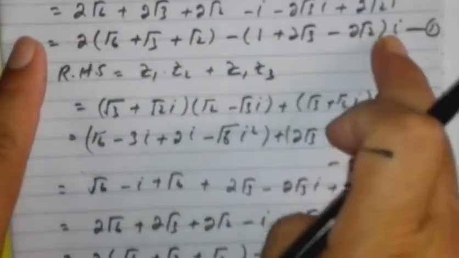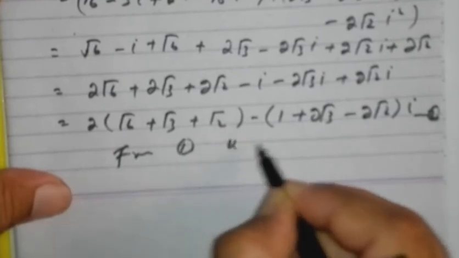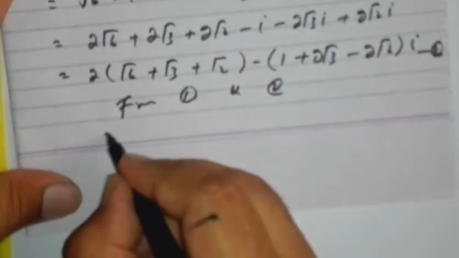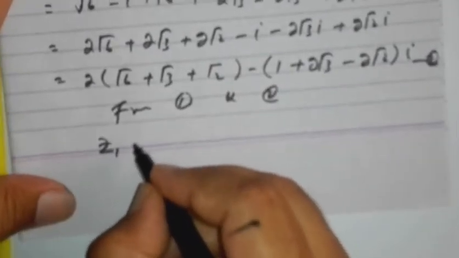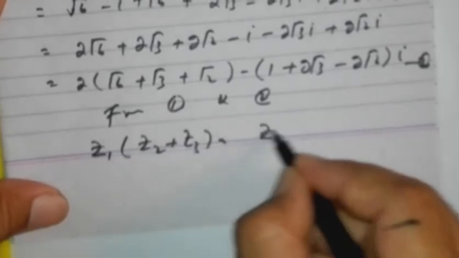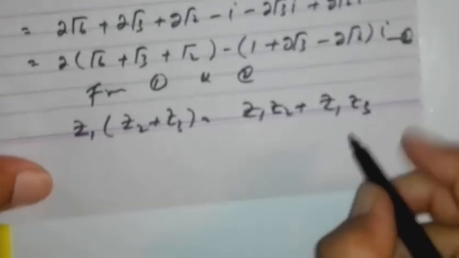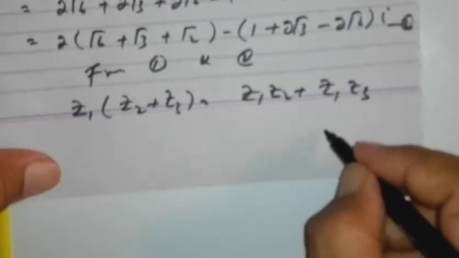From 1 and 2 it is proved that z1 into z2 plus z3 equals z1 z2 plus z1 z3. Distributive property of multiplication over addition is verified.